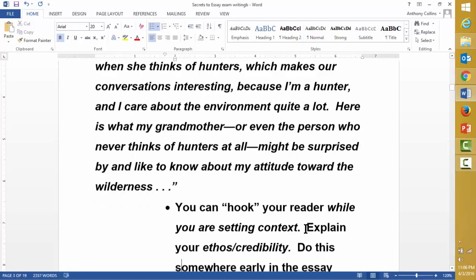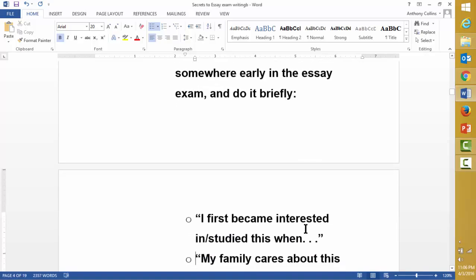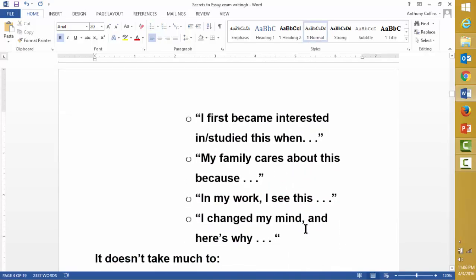You can still hook a reader while you're setting context. Do this somewhere early in the essay and the exam. Do it briefly, such as saying any of these, but don't repeat these verbatim. Again, take the spirit of them. "First became interested or studied this when," "my family cares about this because," or "in my work I see this." Or how about this one?